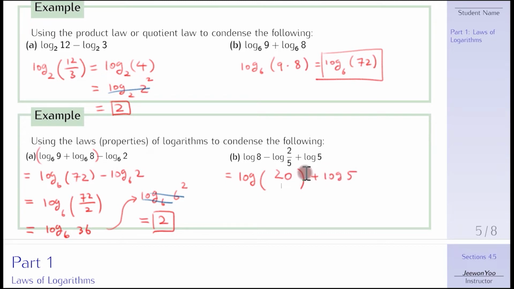Using the product law, 20 times by 5 becomes 100. And then there's a hidden number 10, you know that. And 100 here is same as 10 to the power of 2, so you can replace. Good news is that you can cancel this log base 10 and then this base 10. So what's the answer again? The answer here is again 2. Thank you very much. That's the end of the examples for the second page. Let's move on to the next page.